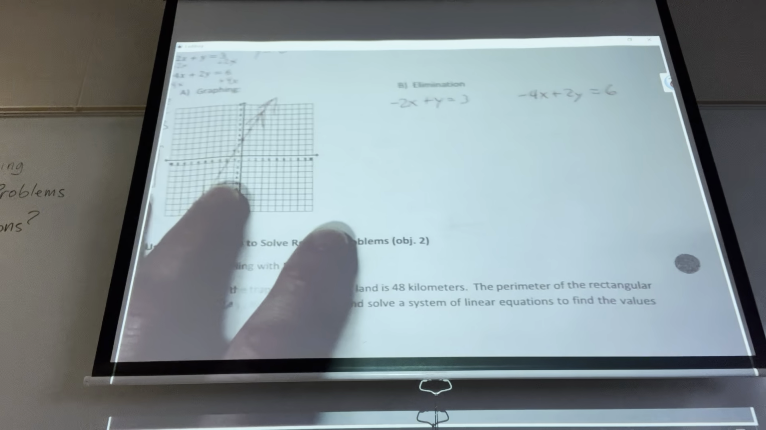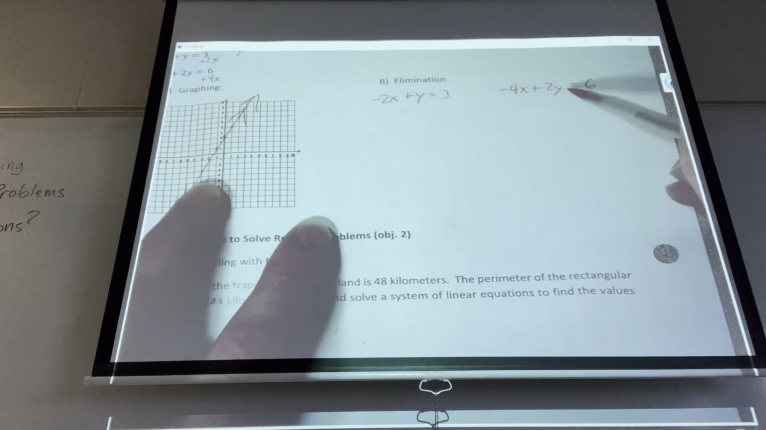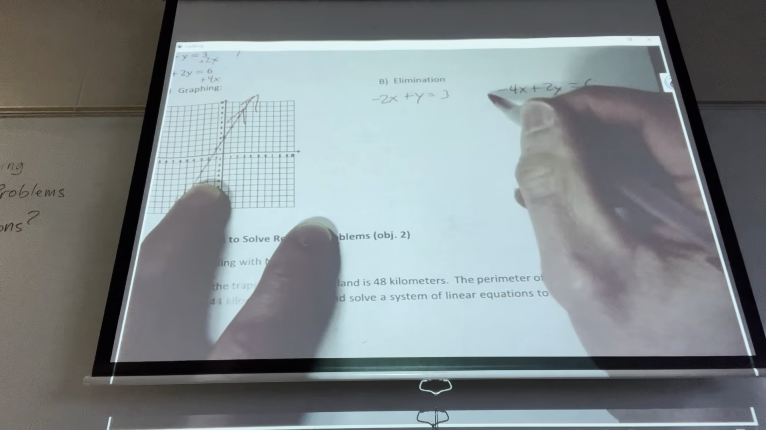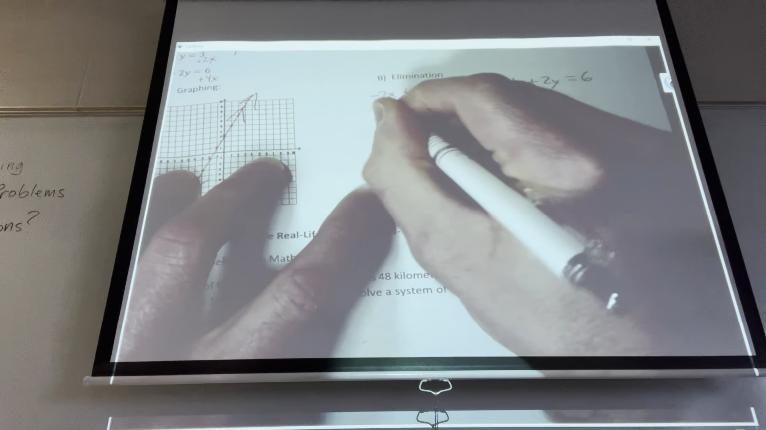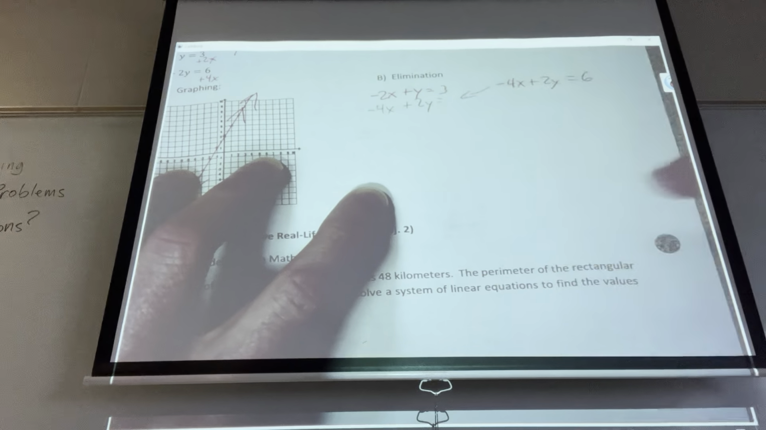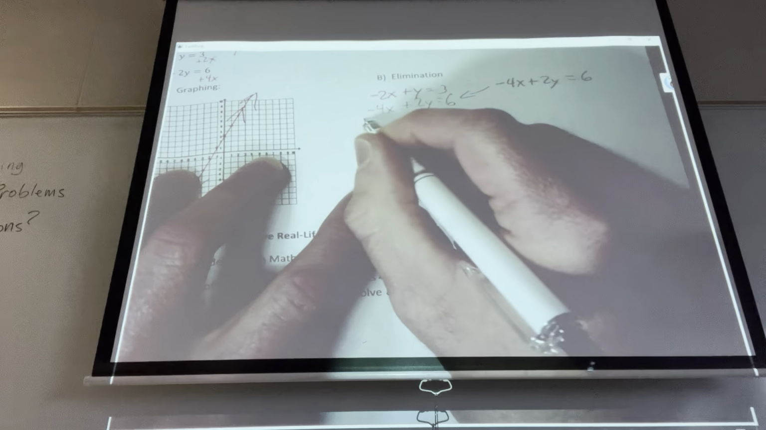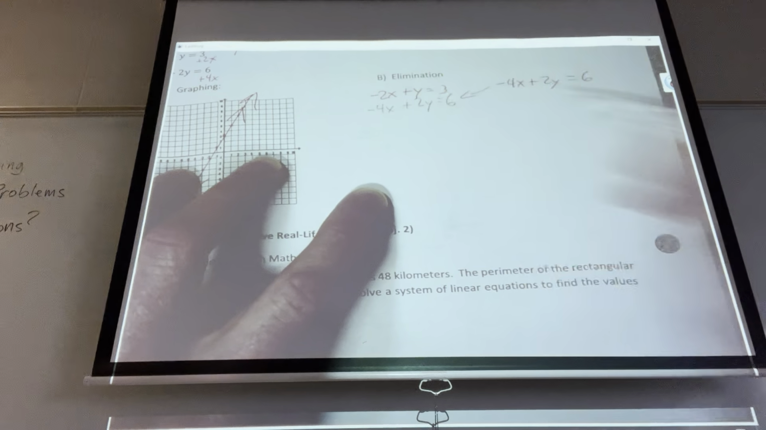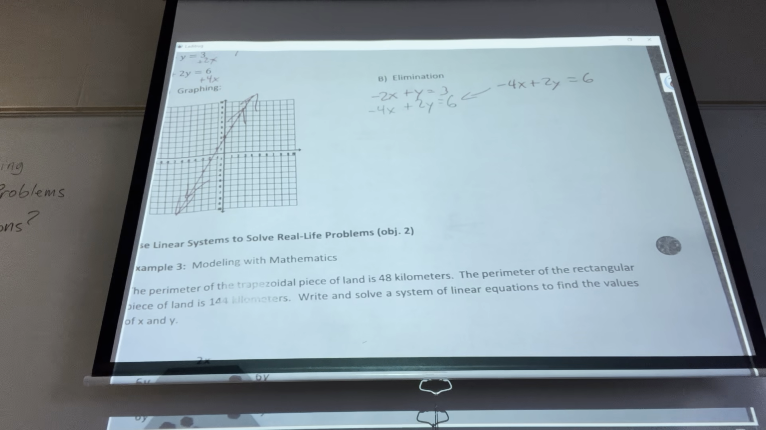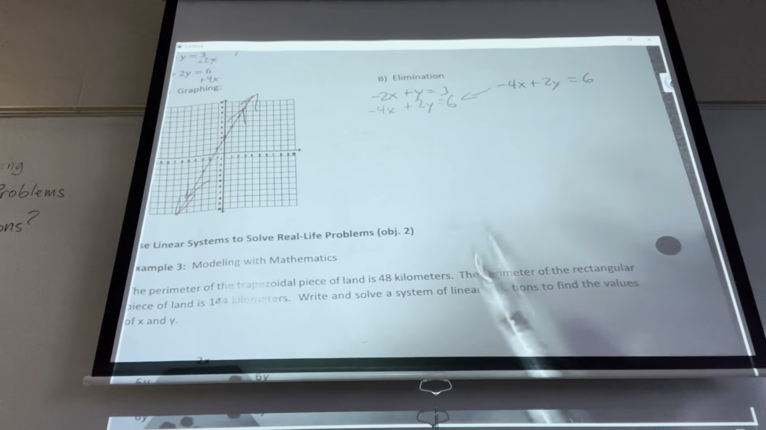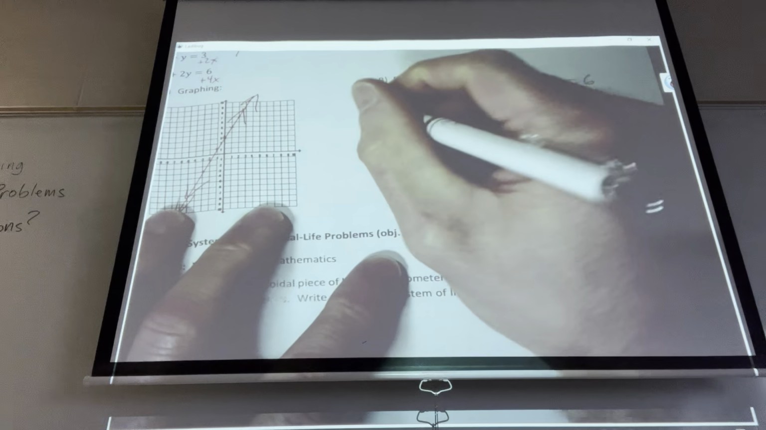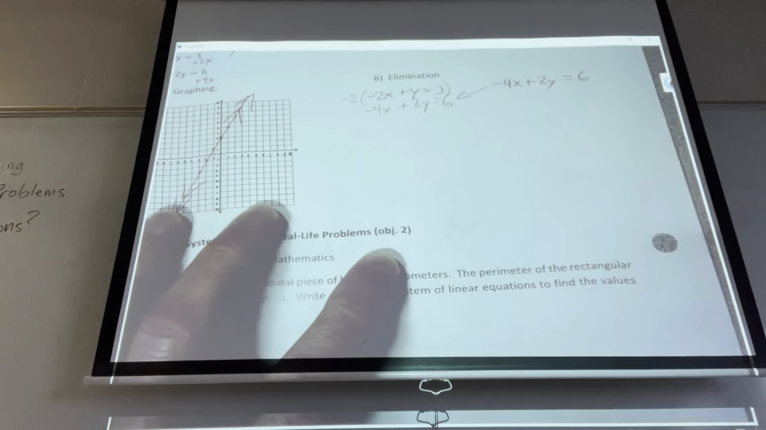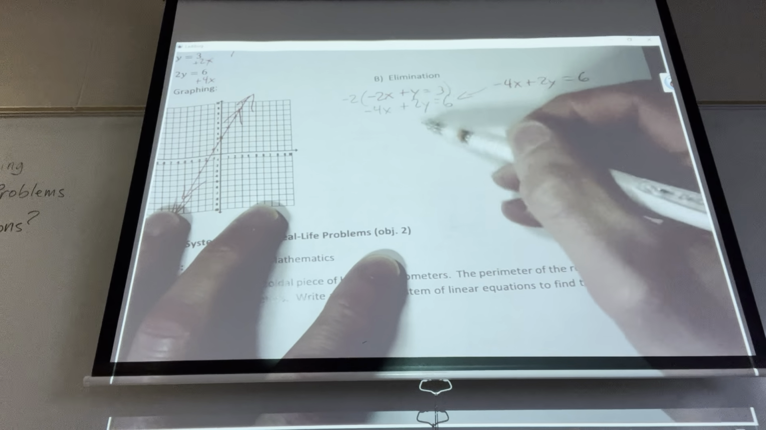Class, to do elimination, make sure that they are in the proper order. X, then Y. Then go ahead and write one underneath the other. Right now, if I was to add these up, would either the X or the Y go away? No. So we've got to multiply. What could I multiply by to make either the X or the Y eliminate? Multiply the top by a negative 2, because that would make this negative 2Y, which would make the Ys go away.